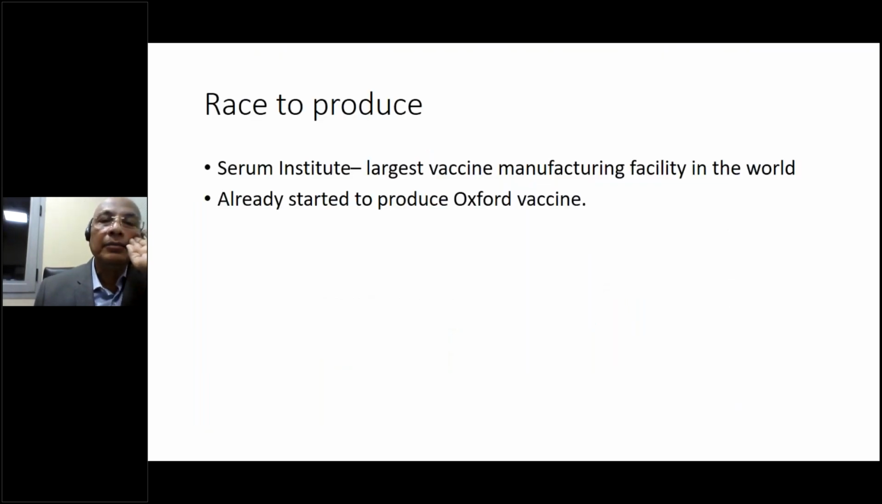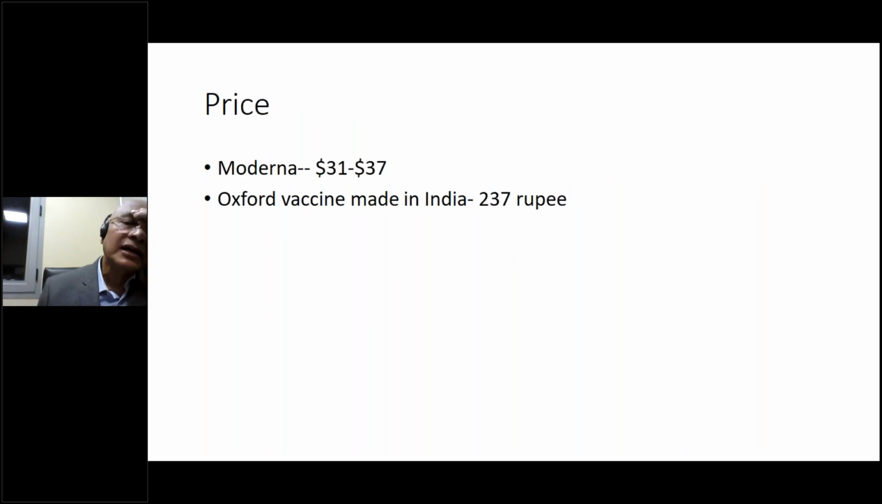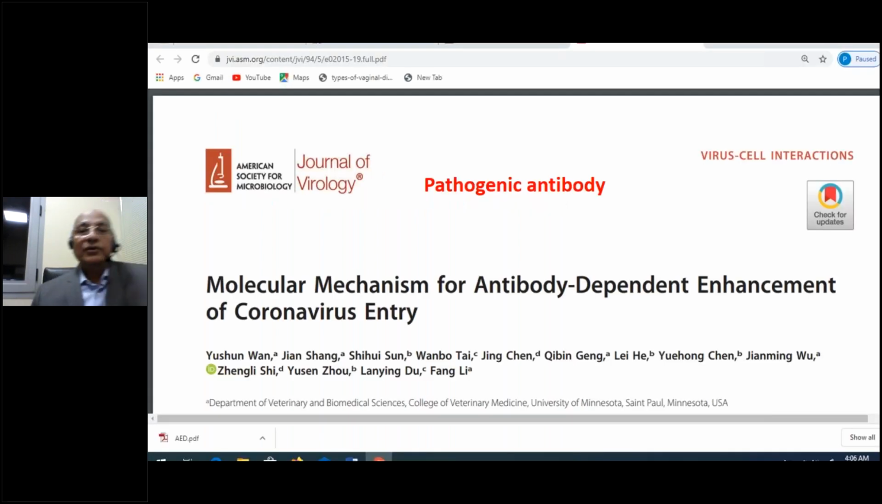Again, I already mentioned that Serum Institute is already manufacturing this vaccine, and the price: Moderna said the price will be around $31 to $37. The Oxford vaccine made in India will be around 237 rupees. That's what they say. So it will be about 20 to 25 dirham, I think, if I calculate it correctly. Now we are near the end of the talk.